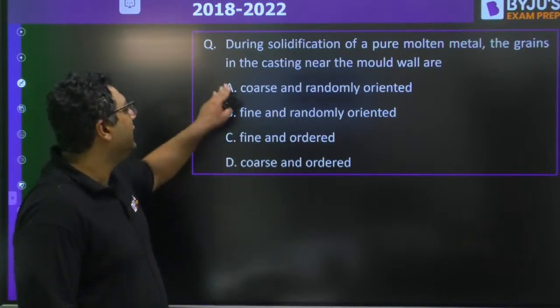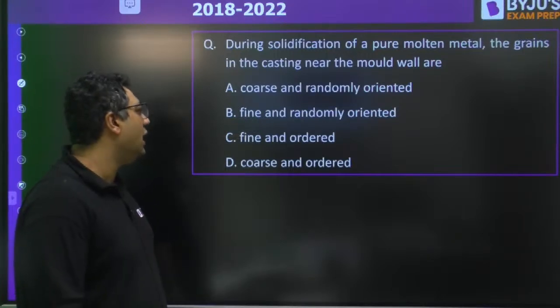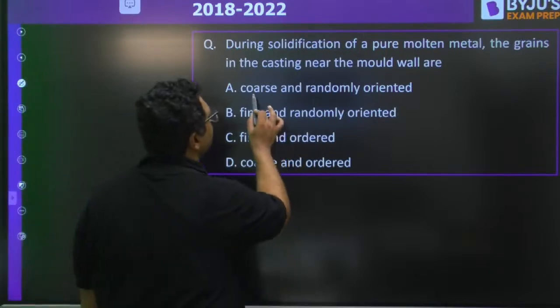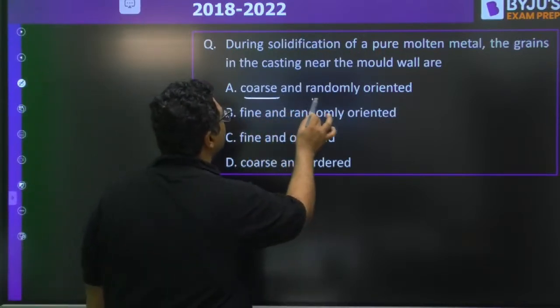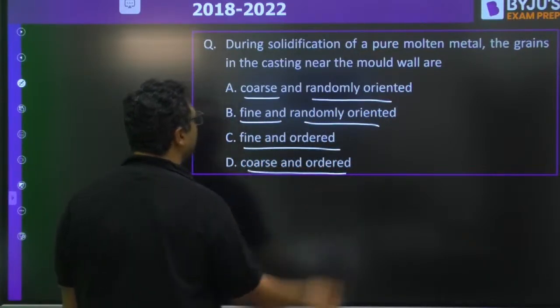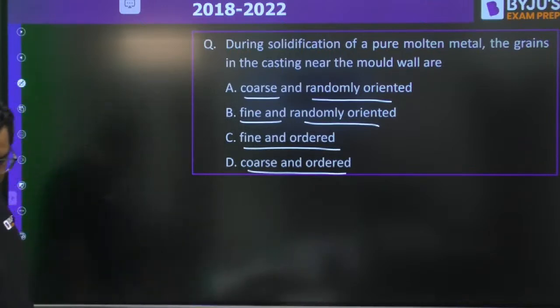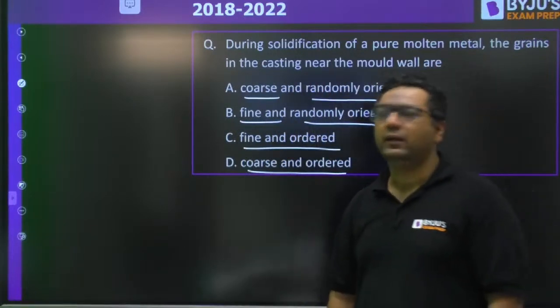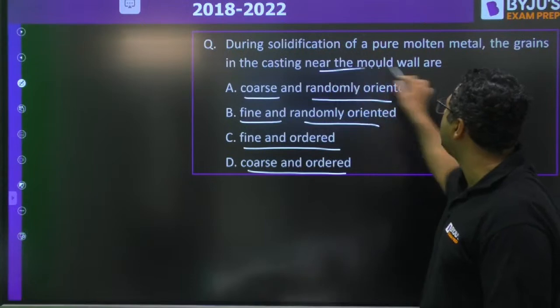During solidification of a pure molten metal, the grains in the casting near the mould wall are: coarse and randomly oriented, fine and ordered, coarse and ordered. What will be the answer for this question? Vinod is saying B. I am telling you, they are asking you near the mould wall.